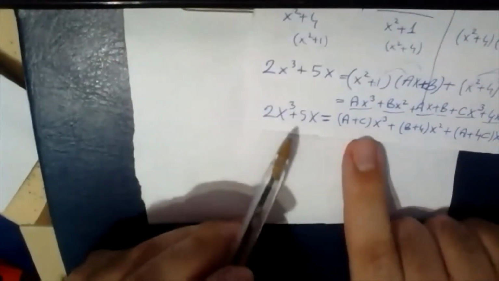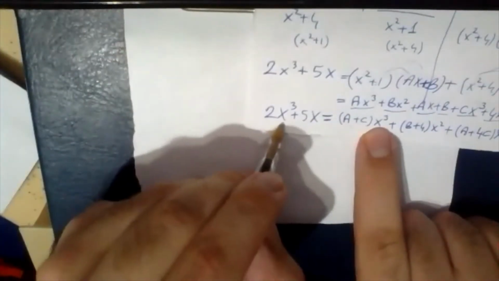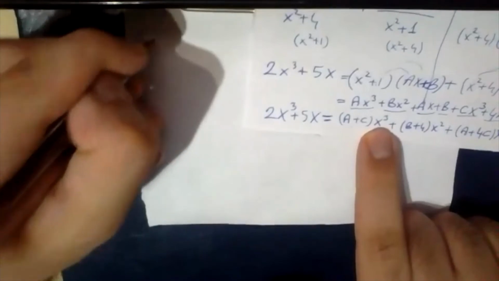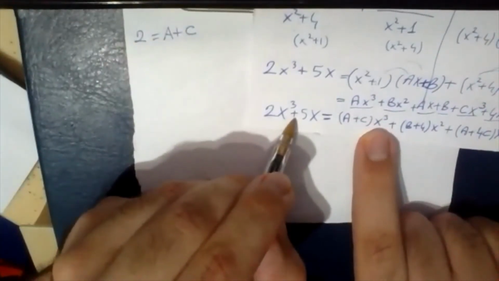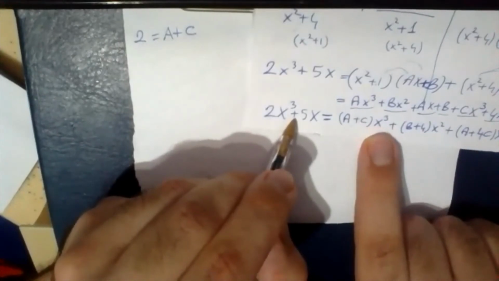Then in this equation, coefficients of the same power of x should be equal. So the coefficient of x cubed on the left hand side is 2, on the right hand side is a plus c. There is no x squared here, so the coefficient of x squared is 0. So b plus 4 should be 0, which implies b is equal to minus 4.